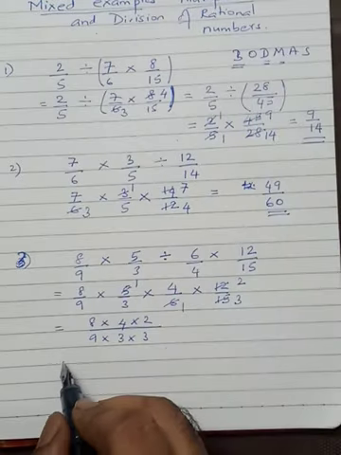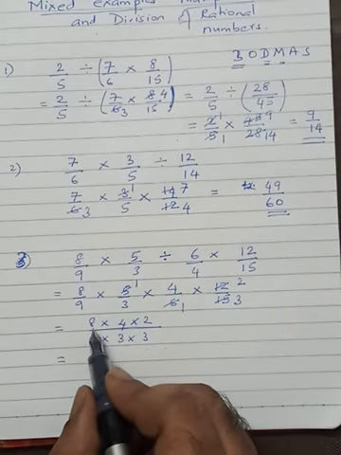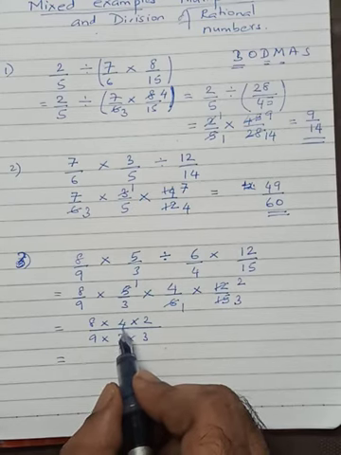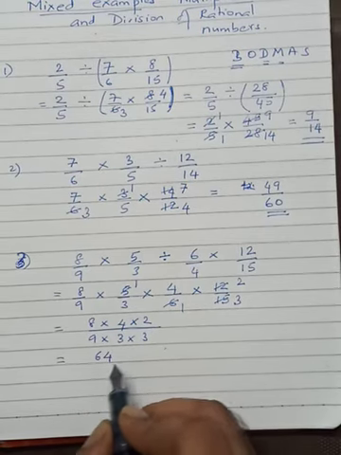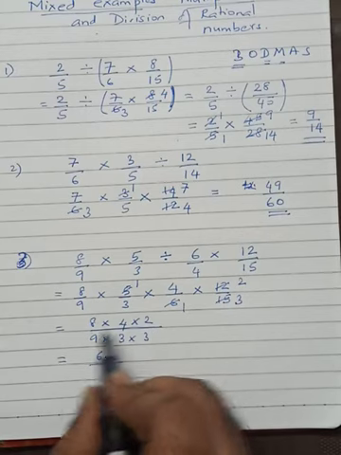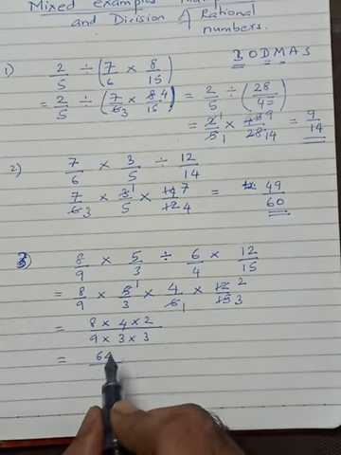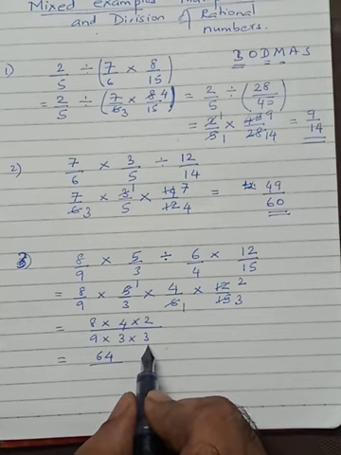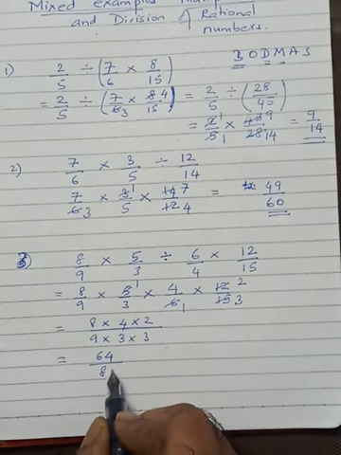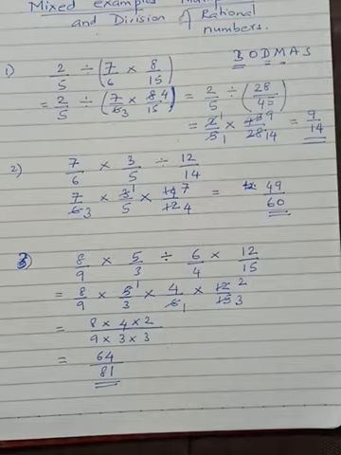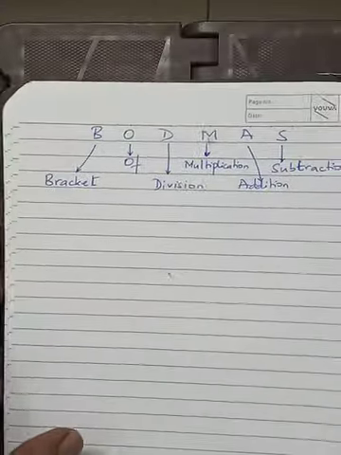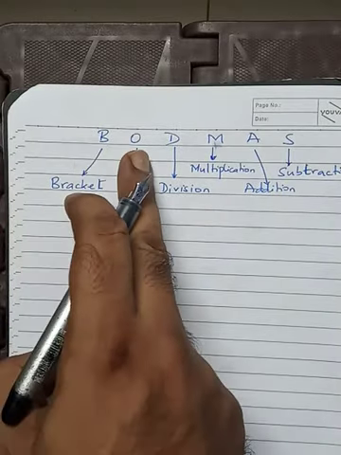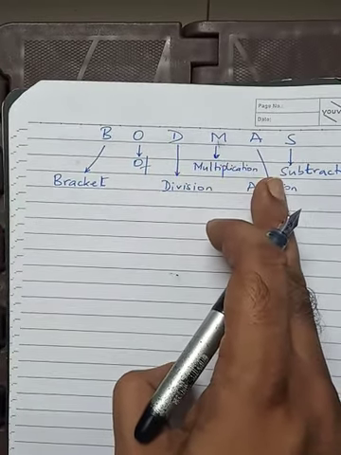So this is 8 4s are 32. 32 into 2 will give me 64. I can also do it like 4 into 2 is 8, 8 8s are 64. Okay. 3 3s are 9, 9 9s are 81. So this is how I do it. Remember, you have to remember the rule of BODMAS: bracket of division, multiplication, addition, subtraction.